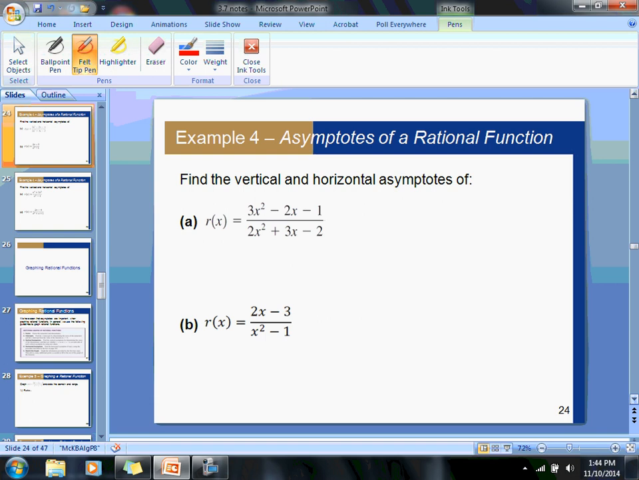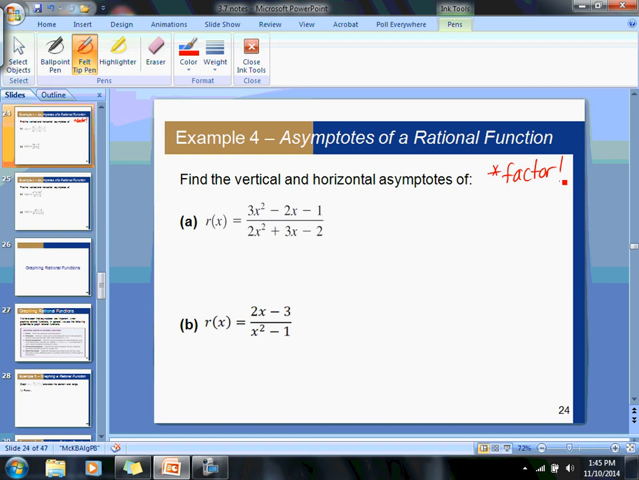So for this example here, example 4, we've got A and B, and then on the next slide we have C and D. And we're just going to take a look at finding those horizontal and vertical asymptotes. So we're not actually going to graph these. Okay, now when you have really complicated rational functions like we do in part A, you have a trinomial over another trinomial. You want to factor first. So remember that is going to be your first step.